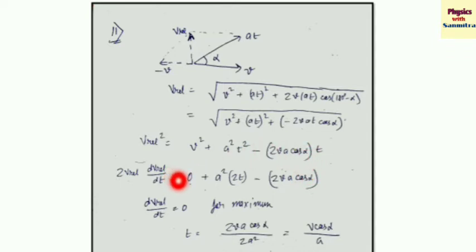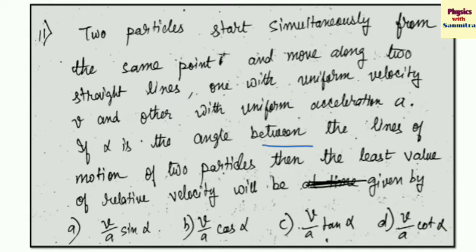So dv relative by dt is equal to 0 for the extremum. If you have a problem in this part, how for a maximum or minimum the differentiation is 0, then you can watch our basic calculus for physics video. Now t is equal to 2va cos alpha by 2a square from here. So t is equal to v cos alpha by a. So our correct option is option B, v cos alpha by a.